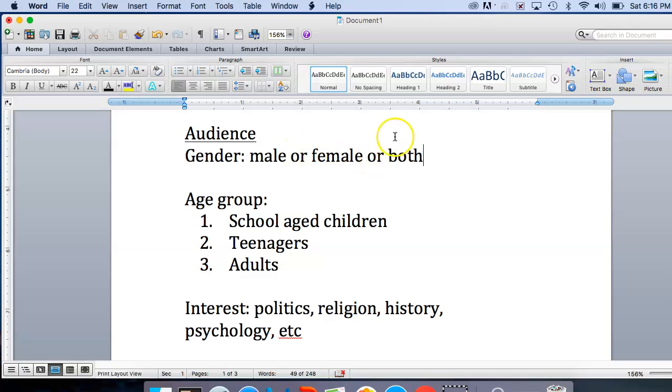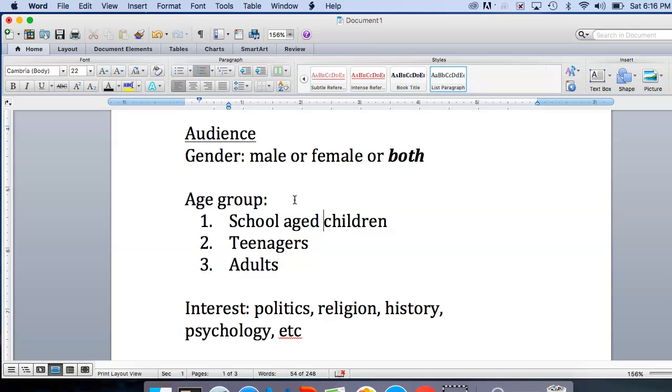If it's talking about fashion, maybe it's more for females. If it's talking about sports, maybe the target audience is mostly males, even though females do play sports. But just so you know the difference, whether you should choose male or female. But as I said, it's mostly both.